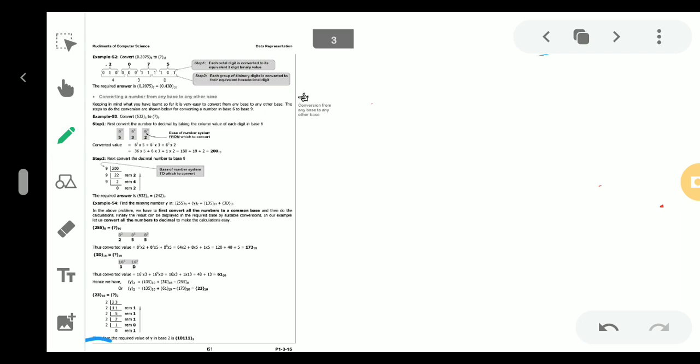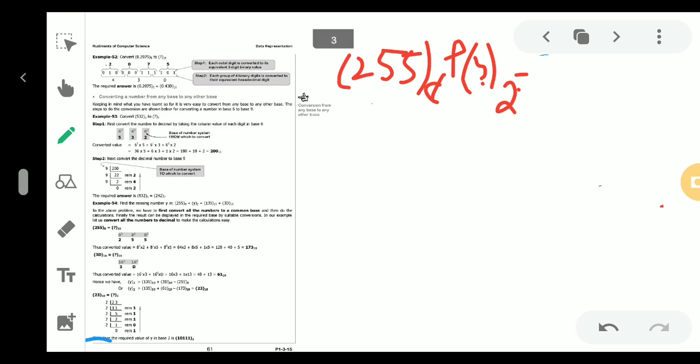Okay, now one more question is given, that base finding value. It is given: 255 base 8 plus something base 2 is equal to 135 base 10 plus 3D base 16.